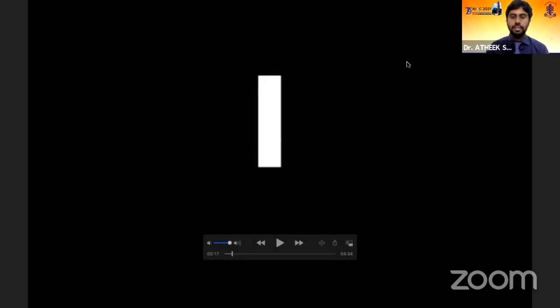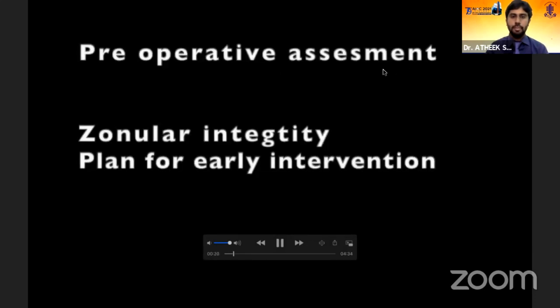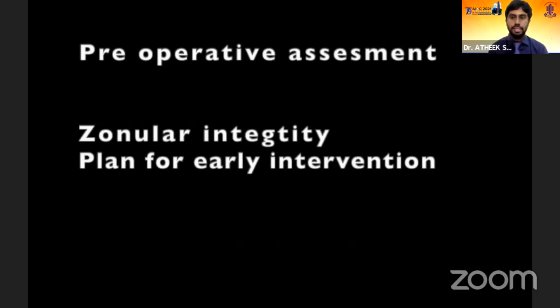To begin with, the first point that I would like to emphasize is that a proper preoperative assessment is very, very important in colobomatous patients. The reason being, the zonular integrity assessment will help us plan what sort of support system we are planning to use for the case. And we have to counsel and ensure that the patient gets the cataract surgery done at the earliest, because already the capsule support system is less.